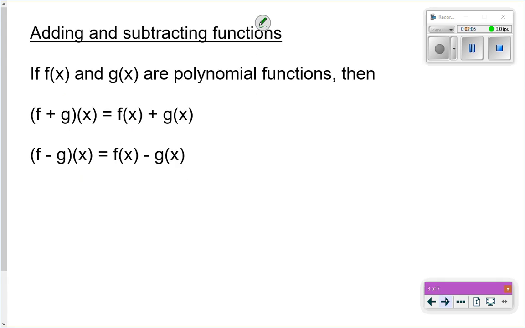Okay, this slide just talks about adding and subtracting functions. So if f of x and g of x are polynomial functions, then f plus g of x equals f of x plus g of x. And same thing for subtraction. So that's just the notation thing showing you that when f plus g are written in parentheses together, that means that you're taking the f function and adding the g function to it.